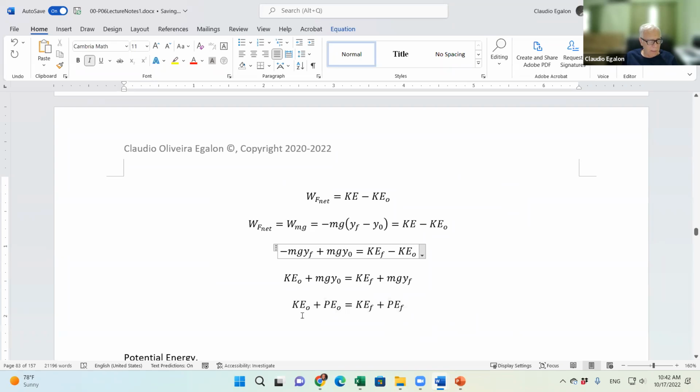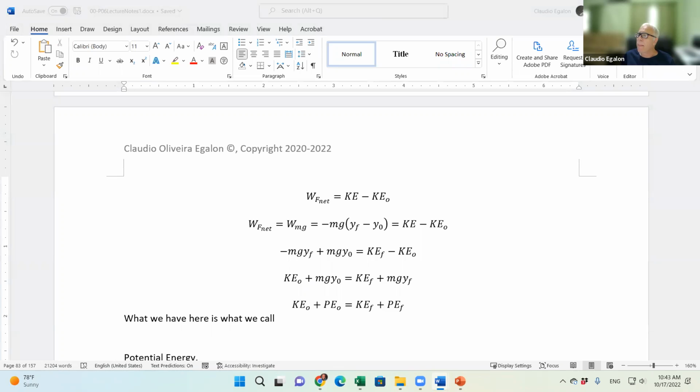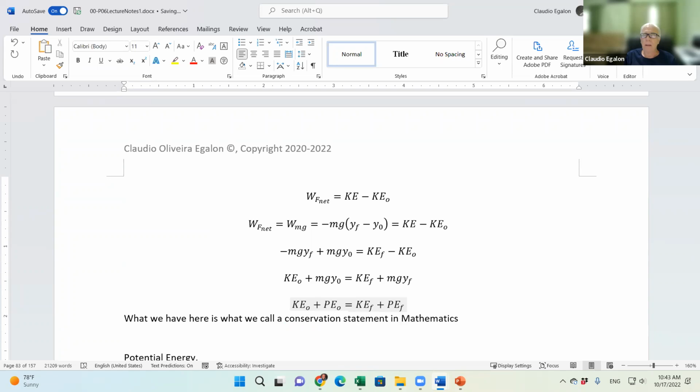Do you notice what's happening here? What we have here is what we call a conservation statement in mathematics, okay? What does it mean? You know?